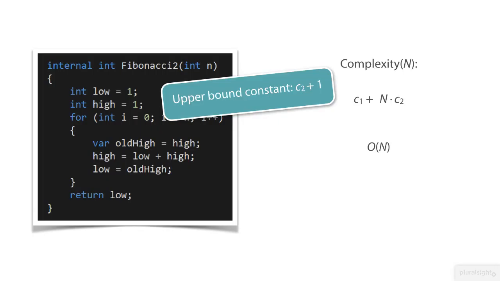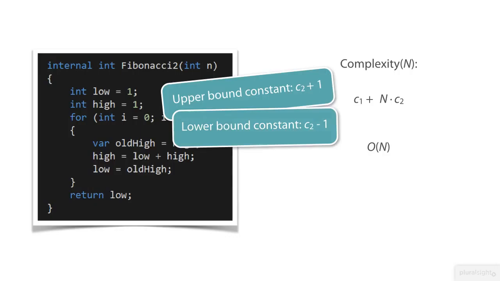This implementation is also big omega of n, by the way, since we can use, for example, C2 minus 1 to express a lower bound, or best case, for the complexity. And thus, the complexity is also big theta of n.